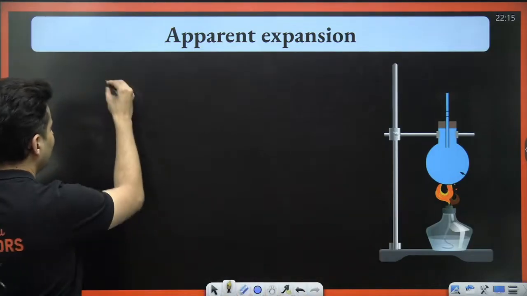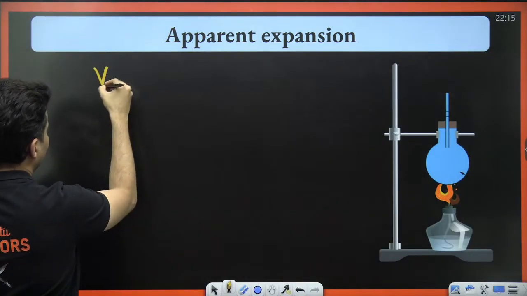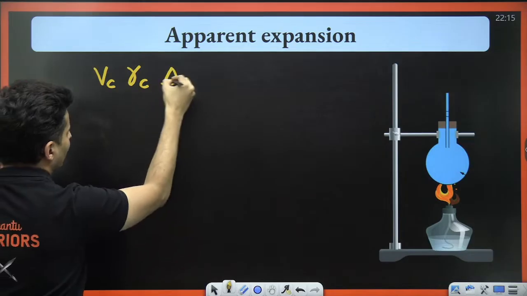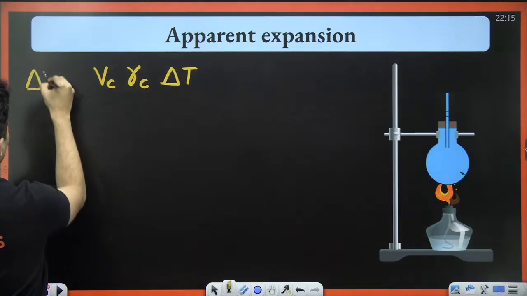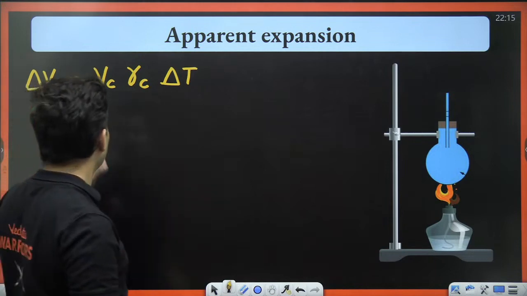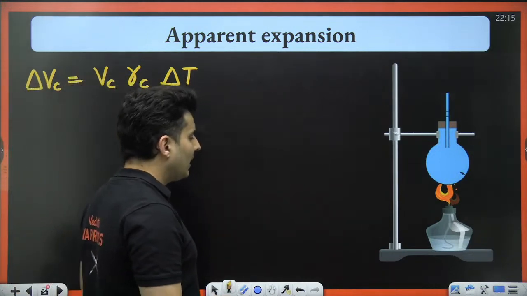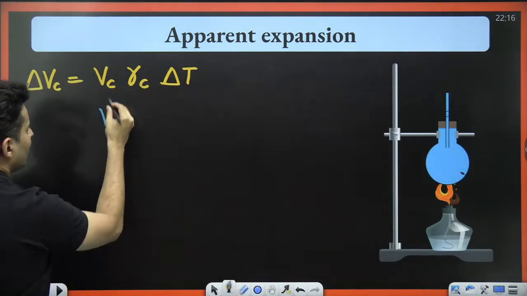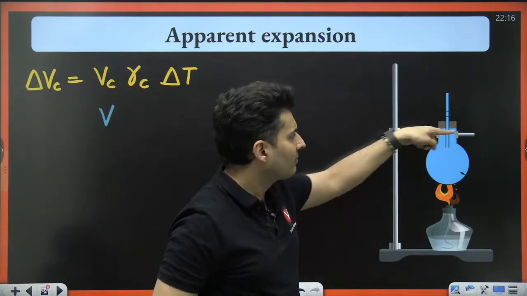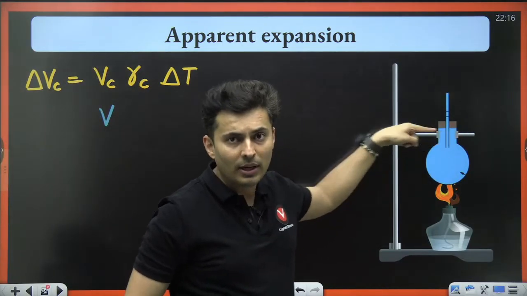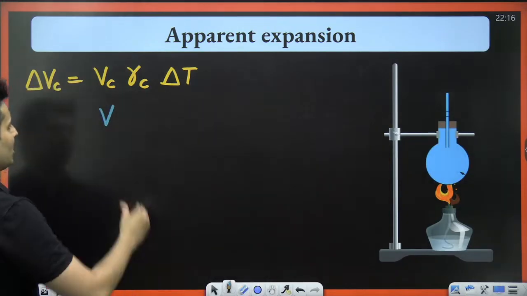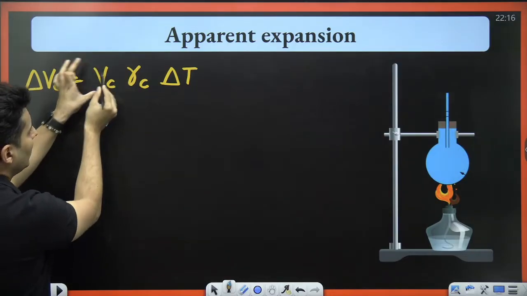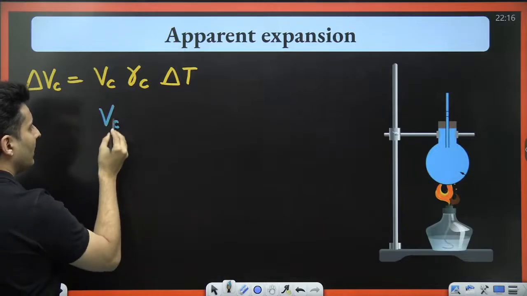So, it so happens that if the volume of the container is Vc, the gamma of the container is gamma c, and the temperature change is delta T, the change in the container's volume is given by this formula. Similarly, if the liquid inside has a volume till where the container is filled, I am considering Vc as that volume till which the liquid has been filled. So that is the volume of the liquid.